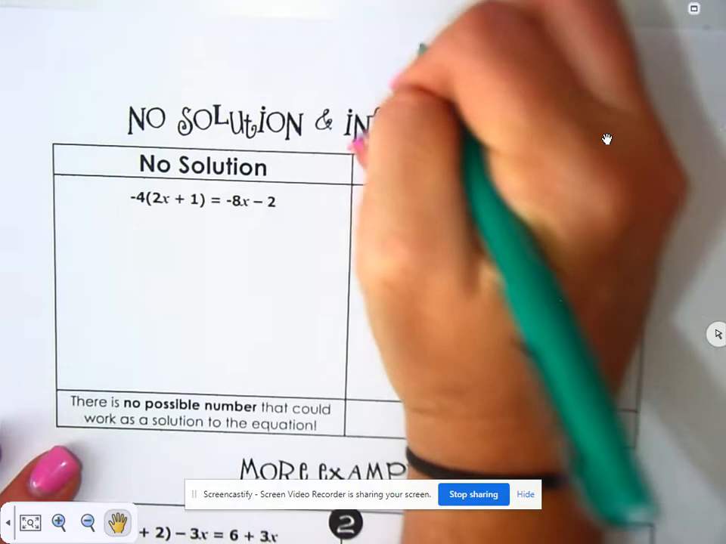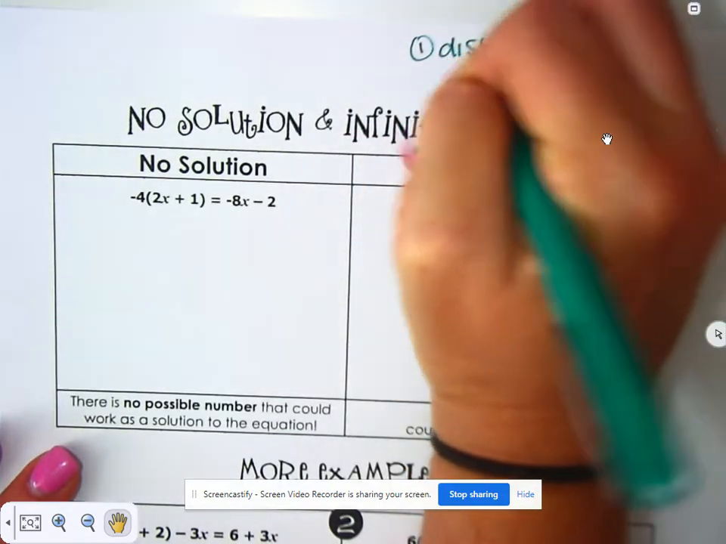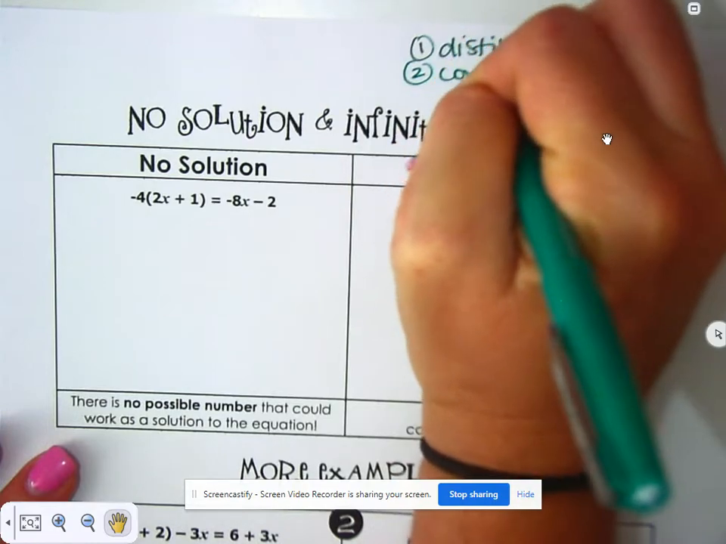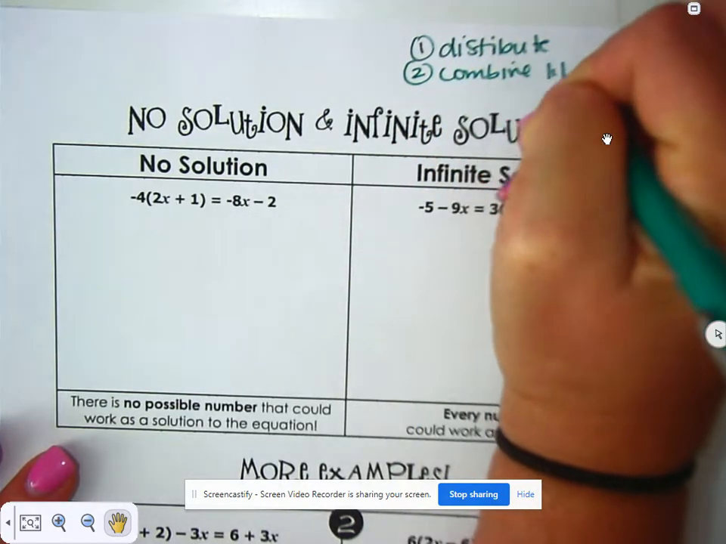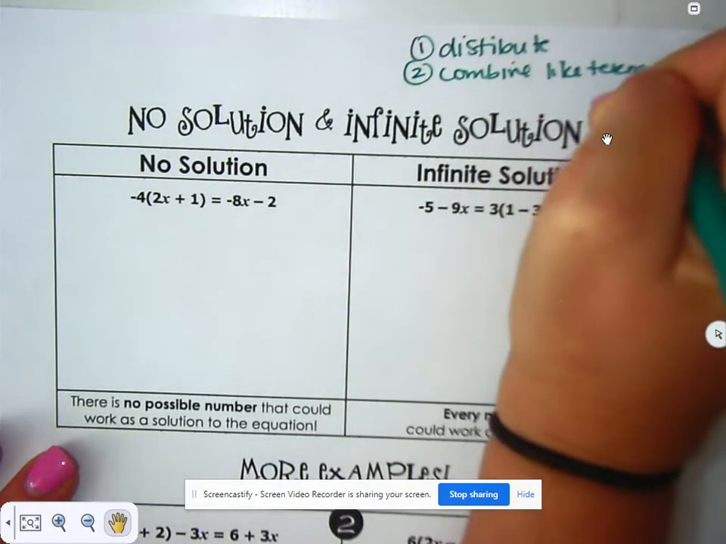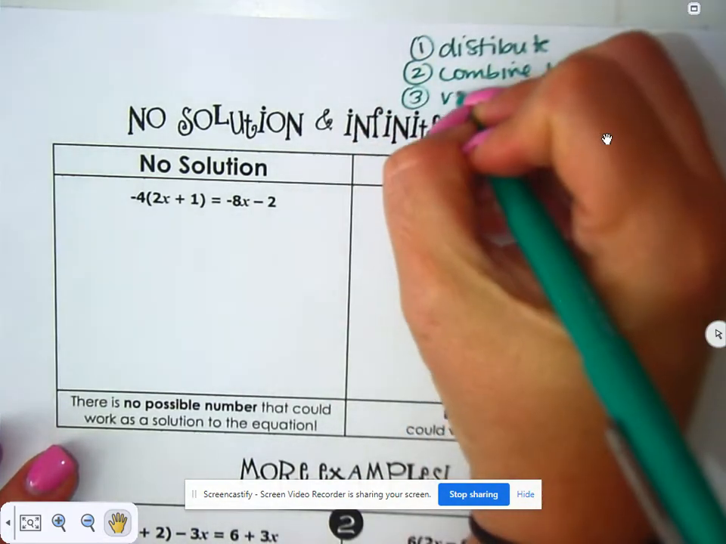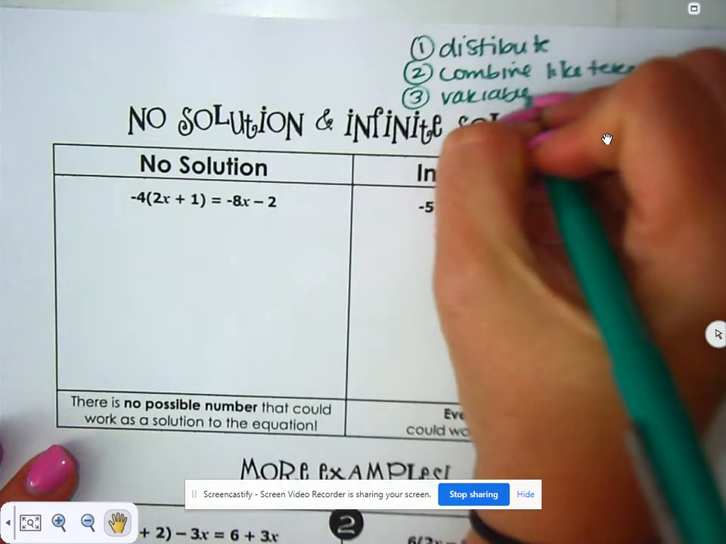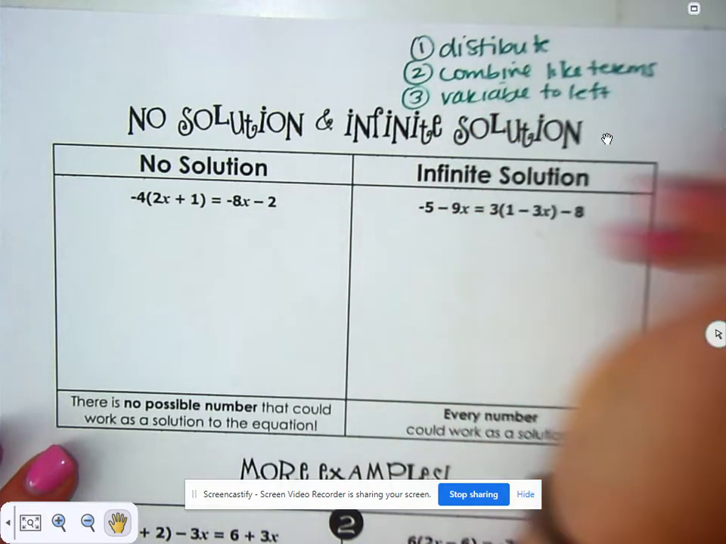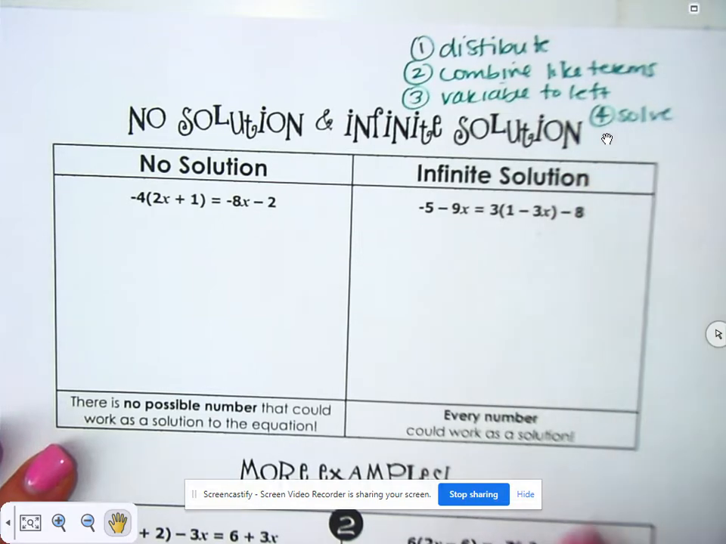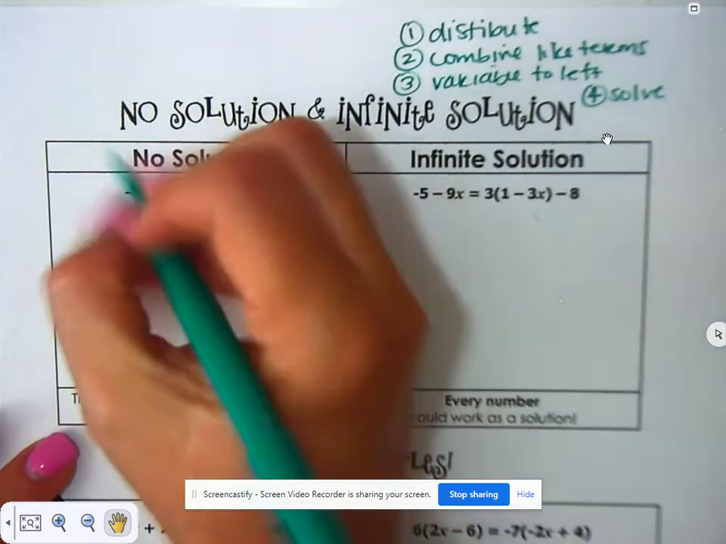So again, remember, just to make sure our steps are good to go, our first step is always to distribute if necessary. Our second step is to combine like terms on each side. Okay. Our third step is to get the variable to the left. And then our last step is always to solve the equation.